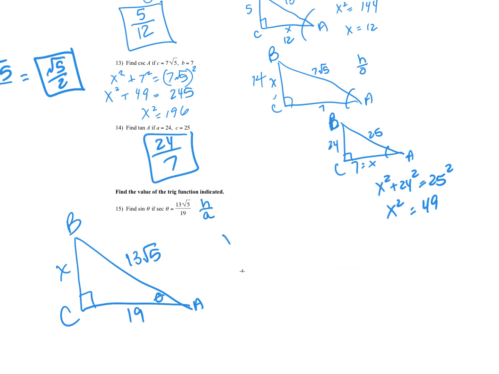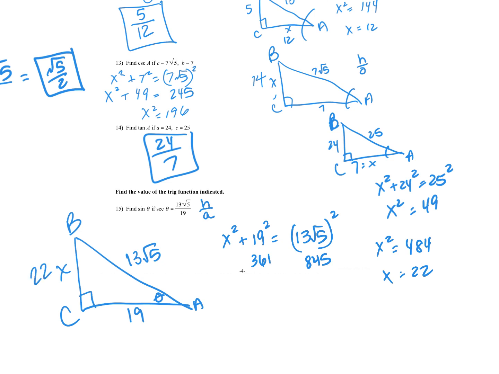And it's going to be x squared plus 19 squared equals (13√5) squared. Be careful when you square 13√5. It's 845. And 19 squared is 361. So 845 minus 361 gives you 484. So it's x squared equals 484. So x equals 22, the square root of 484.